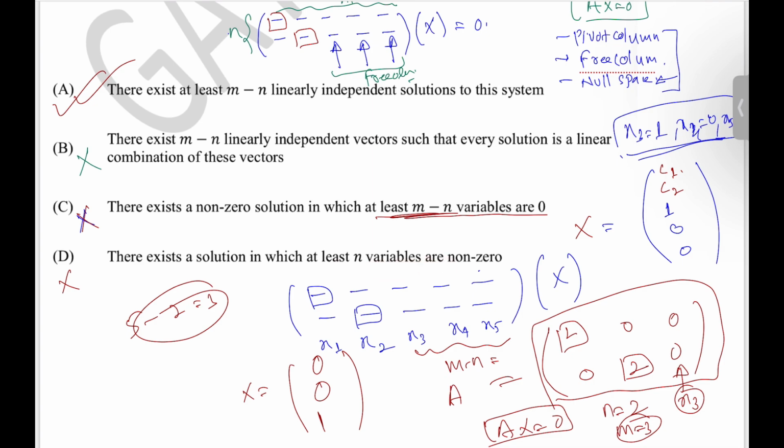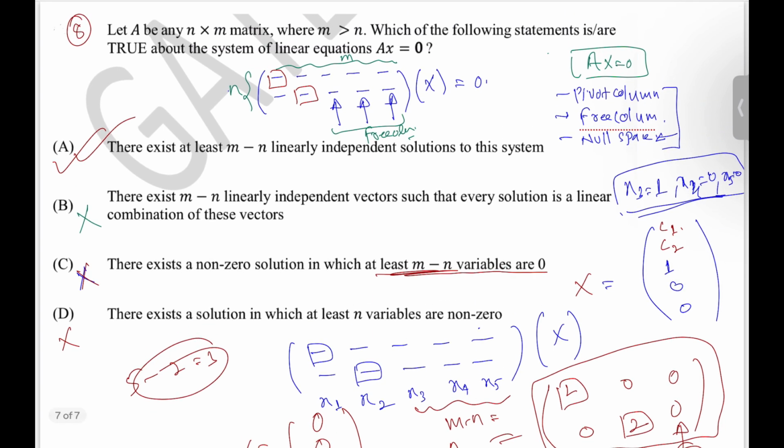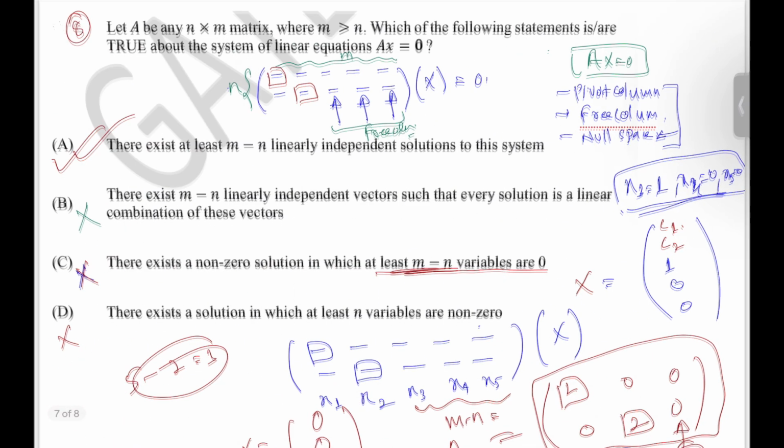So it says that at least n variables are non-zero. How many variables are we getting non-zero? One variable. According to this we should get at least 2 non-zero, but we are getting fewer than that. Only one variable is non-zero, the other variables are 0, right? So this also is contradicting. So this cannot be true either. So only option A is true. The moral of the story for this question is that you should have a good understanding of solving the system of equations Ax equals 0. Okay, now let's proceed with the next question.